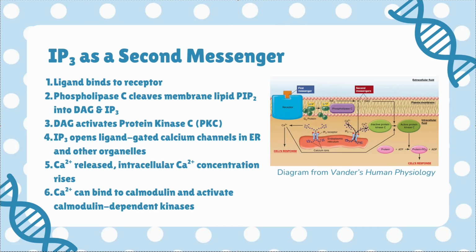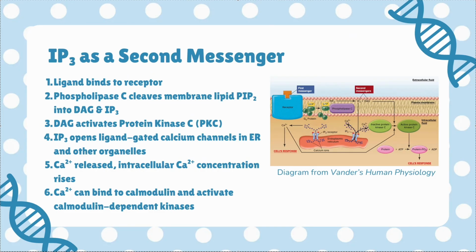And then IP3 can actually bind to ligand-gated calcium channels in the endoplasmic reticulum, the smooth ER, and the sarcoplasmic reticulum. And it can also bind to some calcium channels in the mitochondria. And then calcium is released. So then, remember, intracellular calcium is typically extremely low. And then this calcium release can raise the concentration of calcium by like up to 100-fold inside the cell.